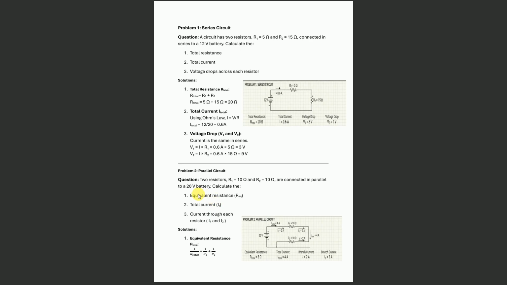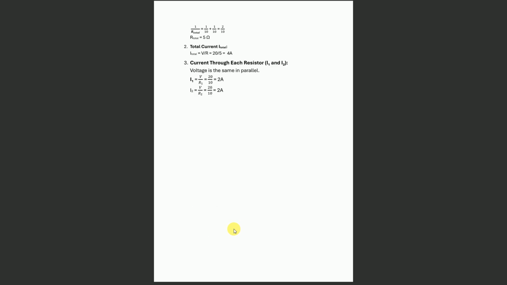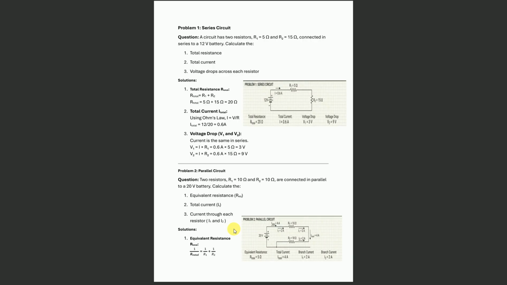So here we have to find three different quantities. First one is equivalent resistance or total resistance, second is total current, and third one is the current flowing in each path. Current flowing through R1, also current flowing through R2. If we find the total equivalent resistance, then we know that in a parallel circuit total resistance can be found by using this formula: 1 over R total is equal to 1 over R1 plus 1 over R2.